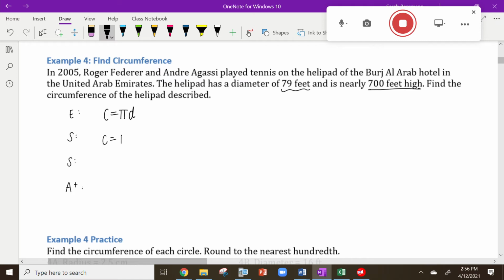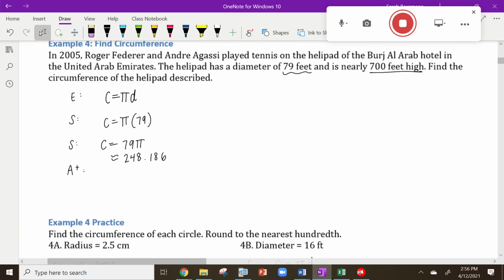Next, S, remember, stands for substitution, so we'll substitute in 79 for the diameter. So you get 79 pi, which if we plug this into our calculator, you need to use the pi button, so do 79 times pi on your calculator. You should get 248.186. It would round up.